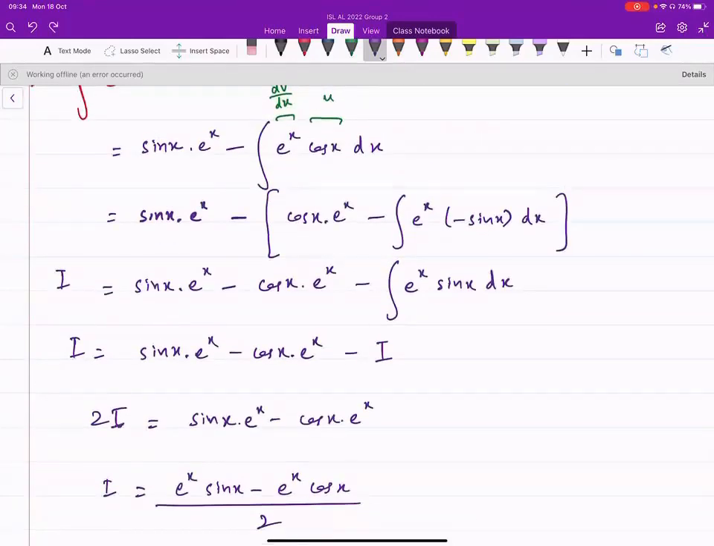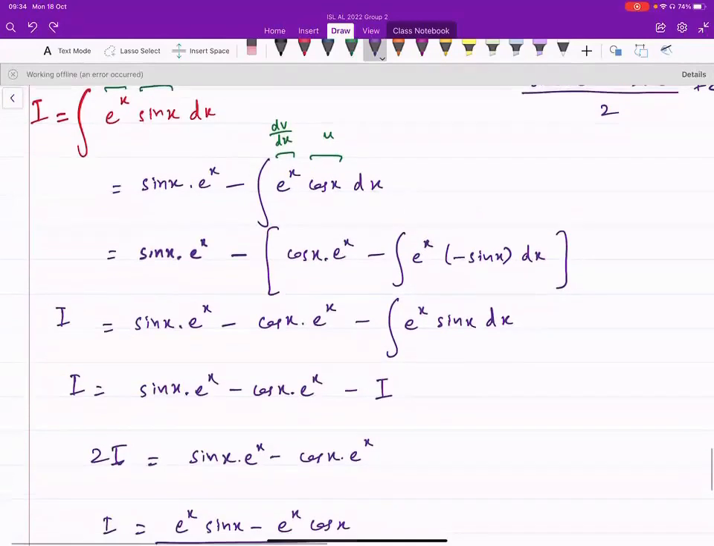It doesn't matter. In this case it doesn't matter. Between trigonometric and exponential there's no clear preference, because neither of them simplifies. You can choose any of them as u and any of them as dv over dx. It doesn't really matter.